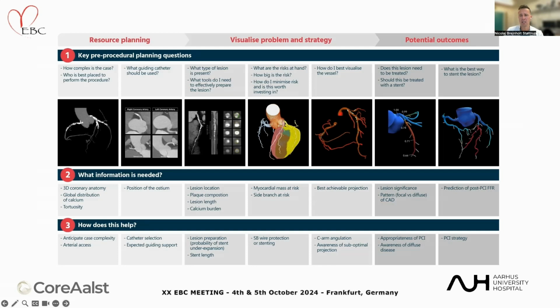Lesion characteristics are seen in curved and straight MPR and cross-sectional views to help understand plaque morphology, lesion length, and requirements for vessel preparation and stent length. The myocardial mass at risk can be seen and helps to identify important side branches that need protection. And optimal angulation may be explored to achieve best available projections. Finally, physiological properties can be integrated through computational models of fluid dynamics, identifying severity of stenosis and predicting post-PCI FFR.